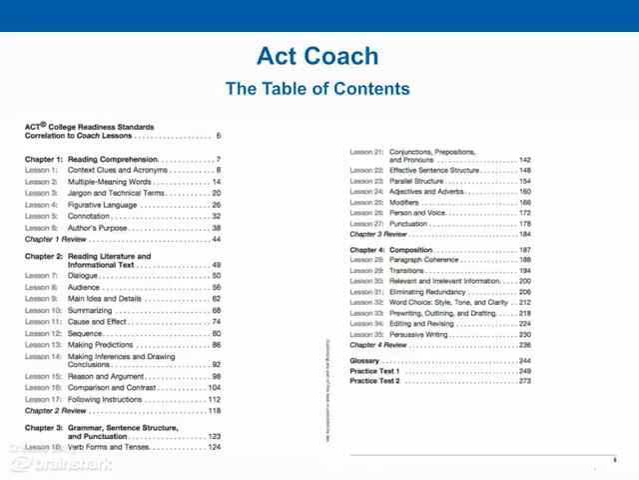Each ACT book has a table of contents that shows the student the different chapters as well as the lessons within each chapter. In this example, we see that there is an ACT College Readiness Standards correlation chart, 4 chapters with 35 lessons, a glossary, and 2 practice tests.